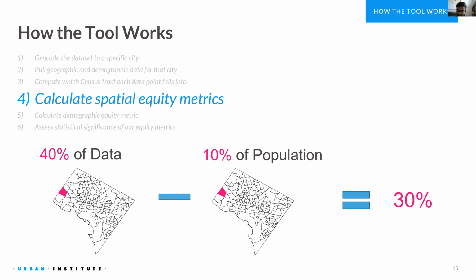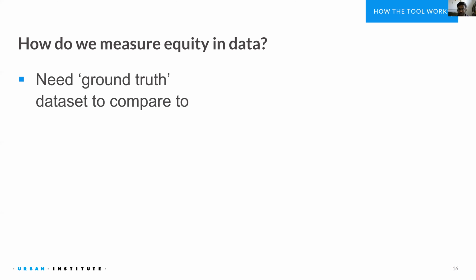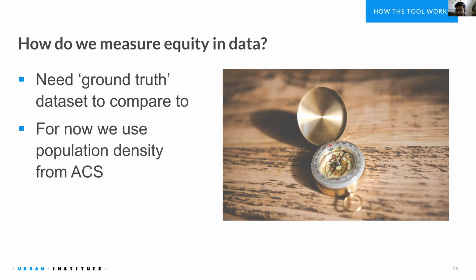And that's actually an important point, and I want to step back and make, which is that when talking about this tool, how exactly does it measure equity in data? Well, we need some sort of ground truth data set to compare to when we say things like the data set is biased or is inequitable in XYZ way. And in our case, we use the population density from the ACS.